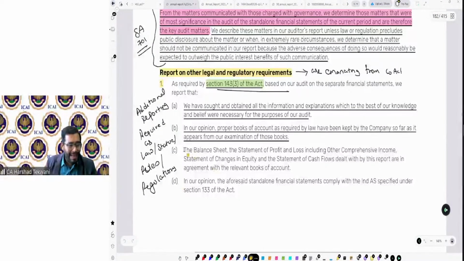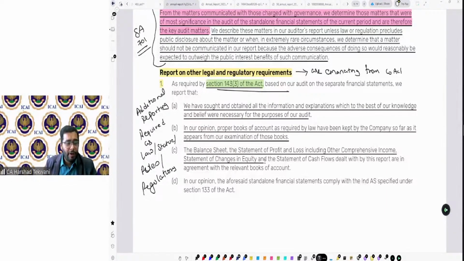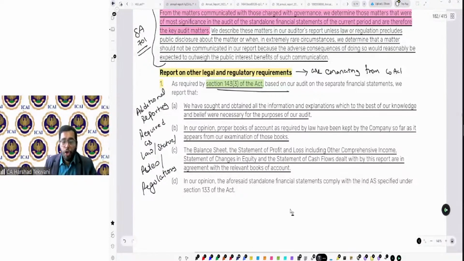So the balance sheet, profit and loss account, other comprehensive income, statement of changes in equity, and statement of cash flow dealt with by this report are in agreement with the relevant books of account. The Companies Act only provided two references, balance sheet and P&L, but now there are other statements also which are dealt with through the audit report. So guys, where are the names of these statements mentioned?